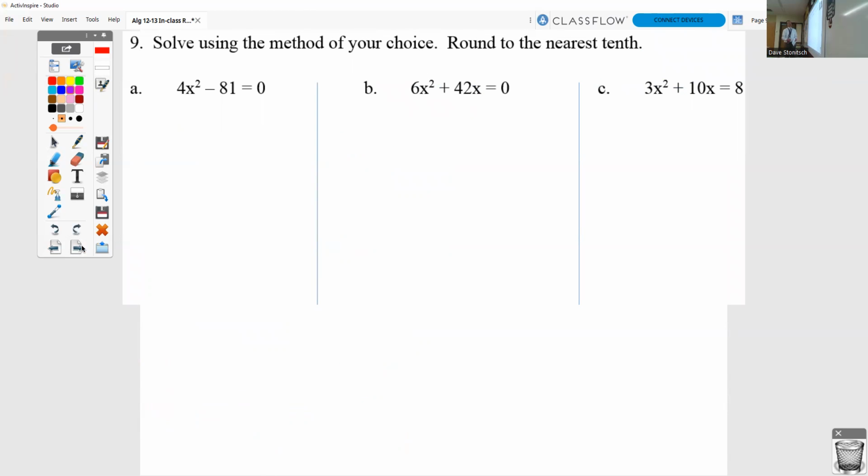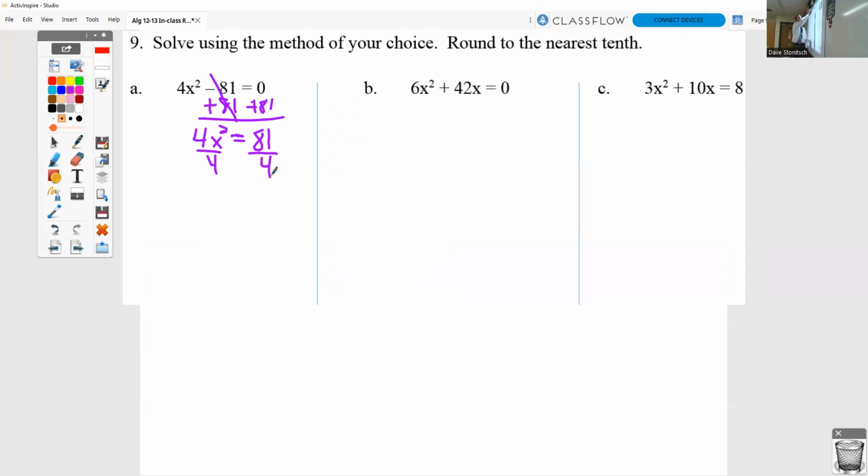In question number 9, use the method of your choice. So what I would personally do, you could do reverse FOIL, solve by factoring in letter A if you wanted to. But I'm going to do it a little bit differently. I'm just going to solve for X like I normally would solve an equation. So I'm going to do plus 81, plus 81. So 4X squared equals 81. And then divide by 4, divide by 4.